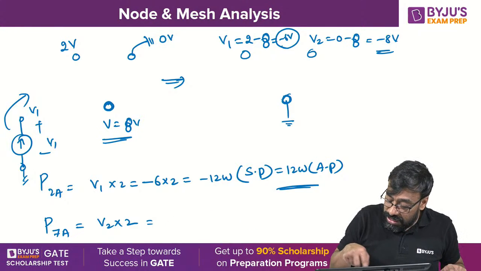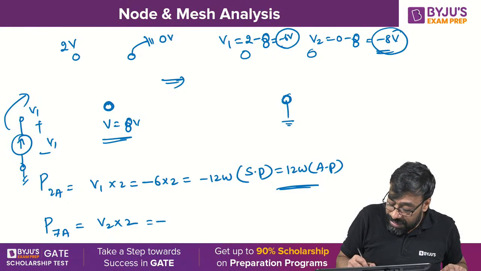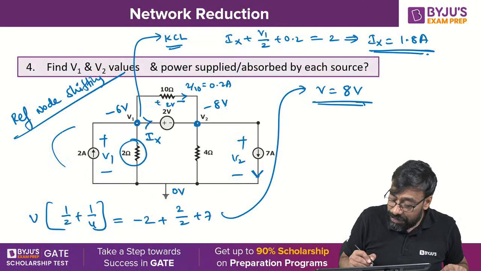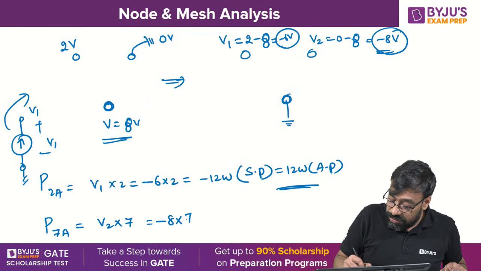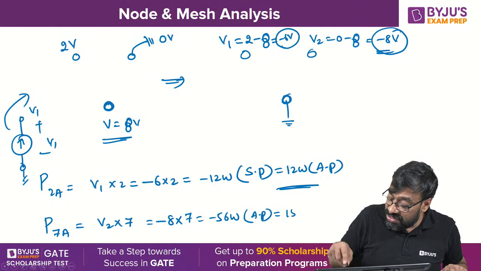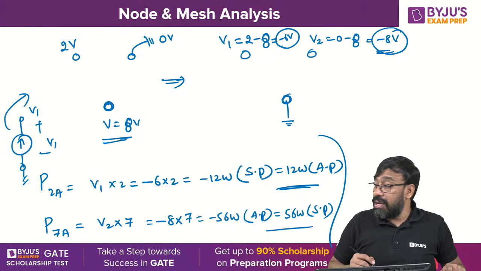Now, what about V2, Nana? V2 is minus 8. Minus 8 into 7 amperes gives minus 56 watt. That is absorbed power, but it is nothing but 56 watt supplied power. Please correct it, all of you. I did a mistake, okay?